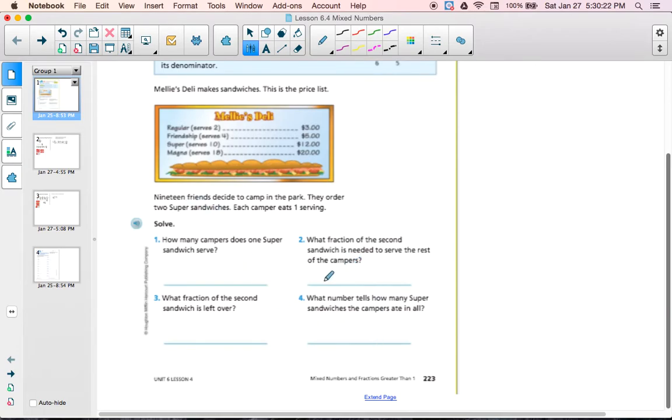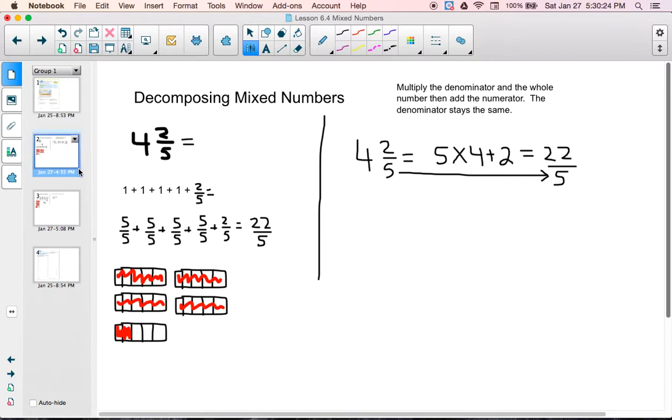Let's skip this part for right now, and let me teach you something, and then I'll have you do the next page in a minute. Let's talk about a concept called decomposing mixed numbers. Here's a mixed number, 4 and 2/5, a whole number and a fraction. Now you can take this whole number and write it as ones: 1 plus 1 plus 1 plus 1 is 4, and then the fraction.